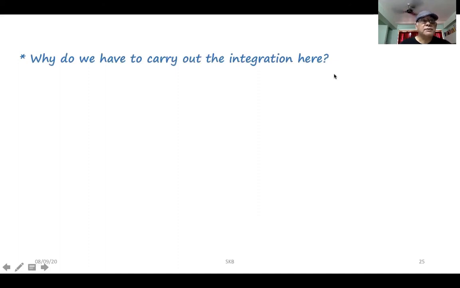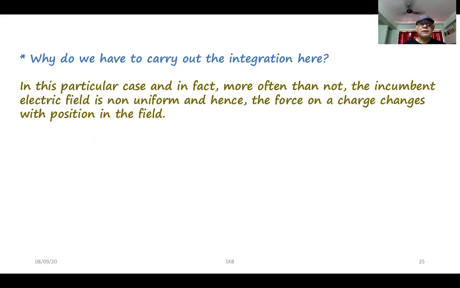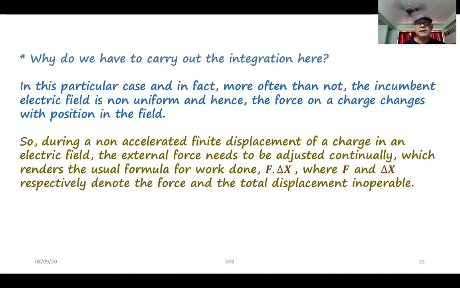Coming back to the asterisks, why do we have to carry out the integration here? In this particular case, and in fact, more often than not, the incumbent electric field is non-uniform and hence force on a charge changes with position in the field. So during a non-accelerated finite displacement of a charge in an electric field, the external force needs to be adjusted continually, which renders the usual formula for work done, F dot delta x, where F and delta x respectively denote the force and the total displacement, inoperable.